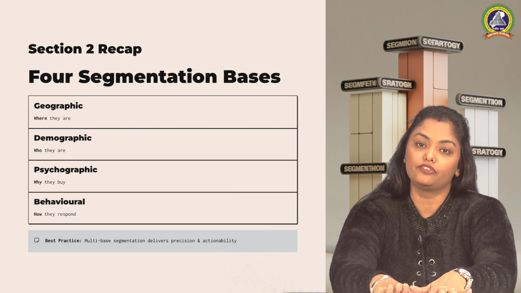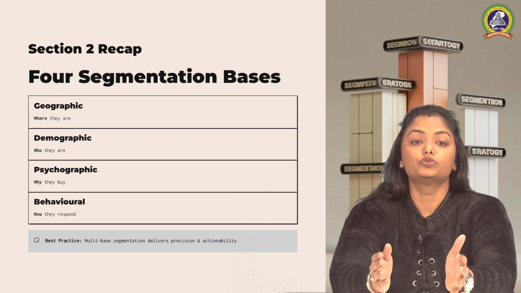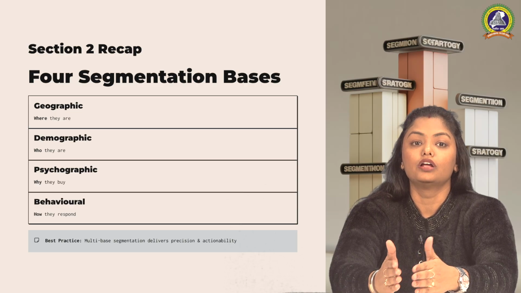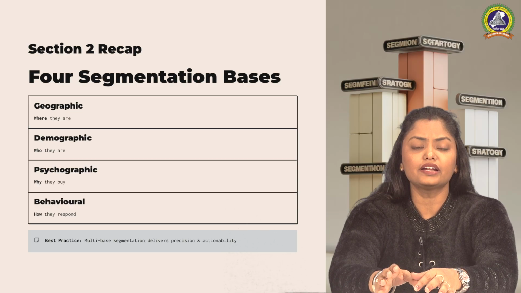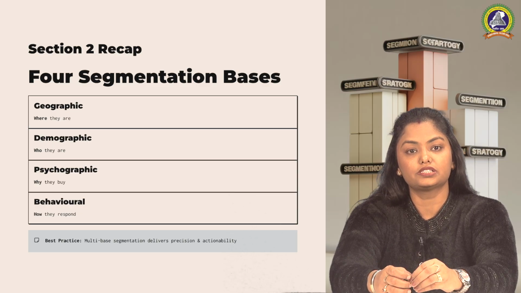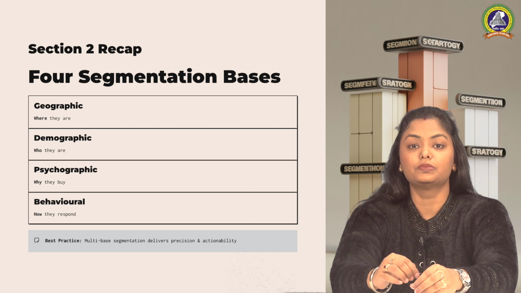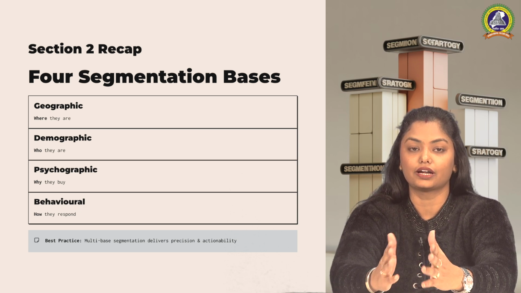And fourth, behavioral, which focuses on how they buy and use the product, using variables like benefit, loyalty, and usage rate. In practice, marketers rarely use just one of these. The most powerful segmentation strategies use these bases in combination to create a rich, detailed picture of the target consumer.